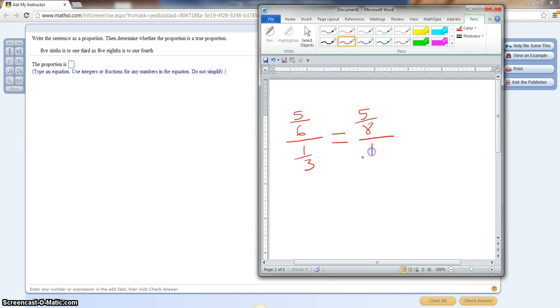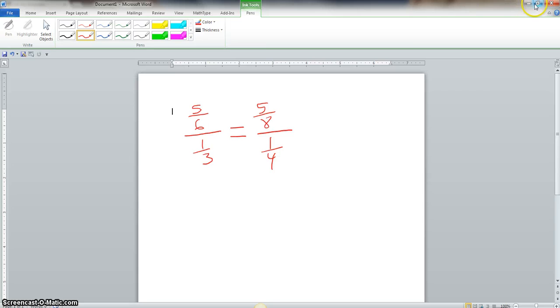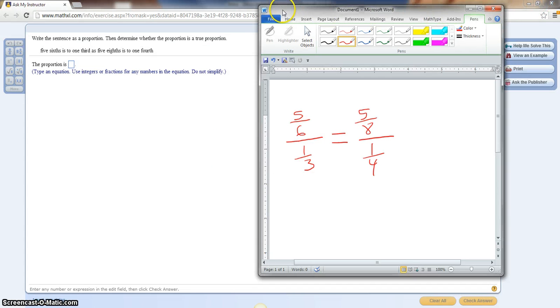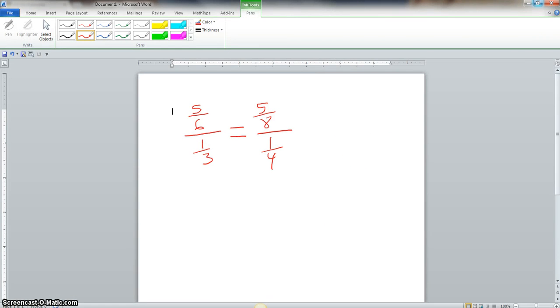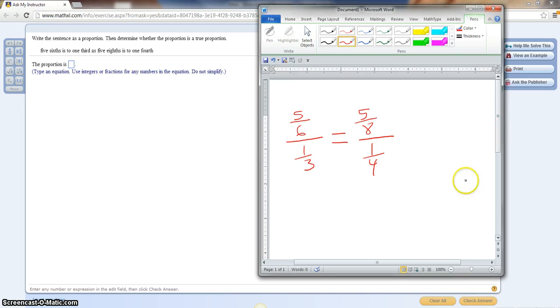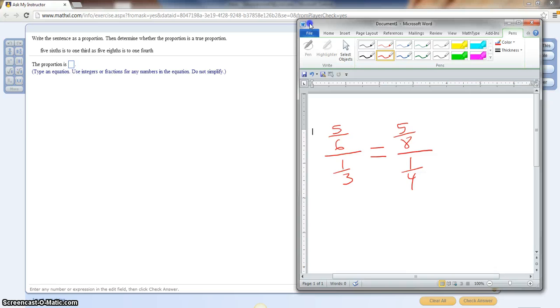divided by 1/4. Okay, I truly understand that you understand this process here, but you did ask me how you would type this into the MyMathLab. So this is how we're going to do it. I hope I can move this over without it enlarging. It's still enlarging. Let me see if I can move this over. Maybe slightly. Okay, good. Okay, now we have 5/6 over 1/3 equals 5/8 over 1/4.